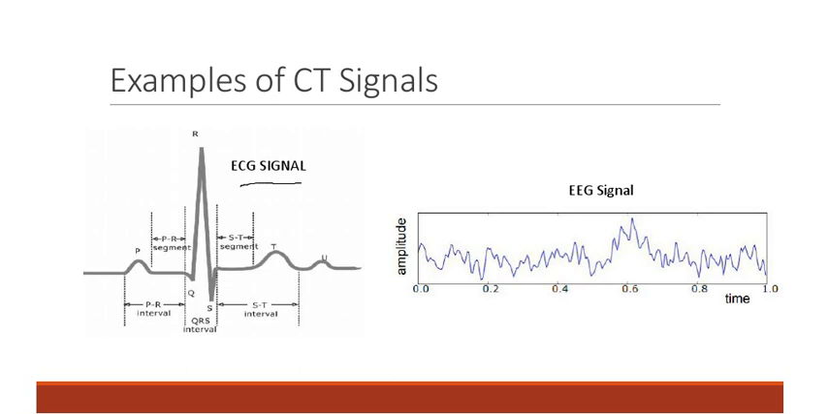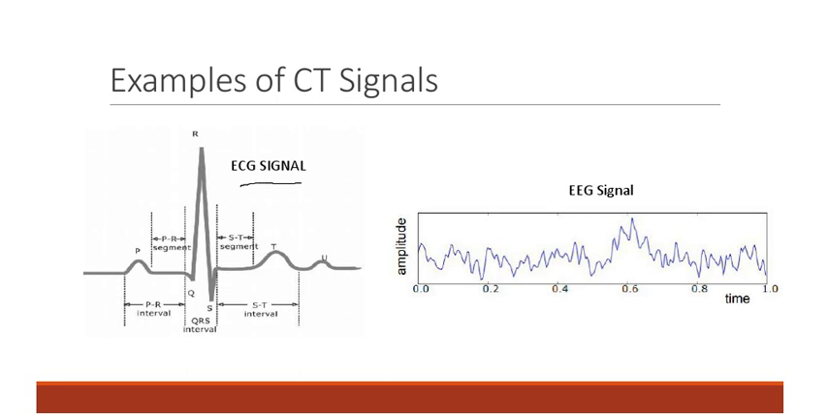So you could see here the heart works for all instants of time, and hence the signal is present for all the instants of time. Let us take the EEG signal. It's a brain signal. When the brain is measured, you could see the signal is present for all instants of time. The brain is working for all instants of time. The signal that is captured is present for all instants of time. So these are examples of CT signals.